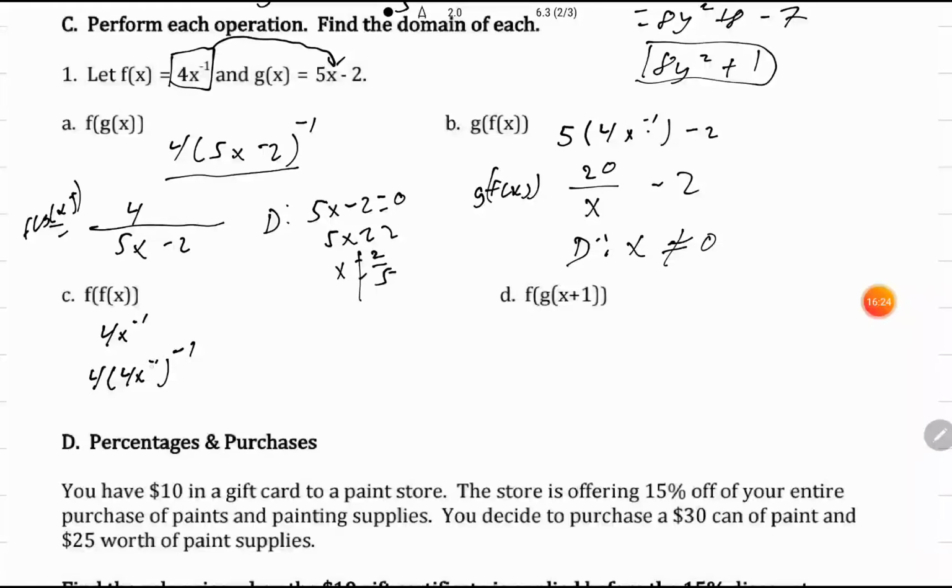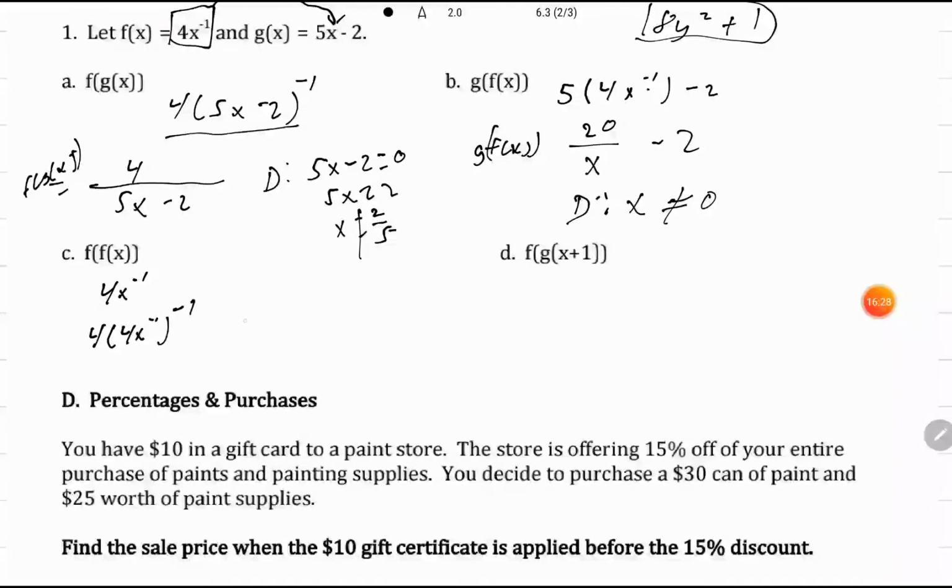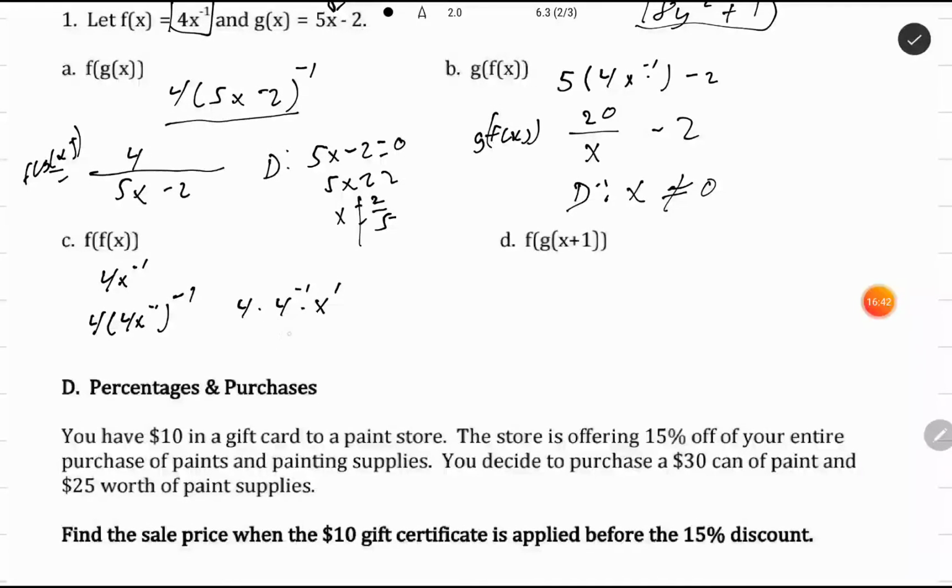Now I'm going to apply my exponent. So I have on top, I'll write it out. And so this is 4 times 4 to the negative first, x to the positive first, because that's multiplication there. So now, since these are all being multiplied, create my little fraction bar. So 4 goes on top, this 4 goes on bottom, and this x stays on top. So we're just left with x.